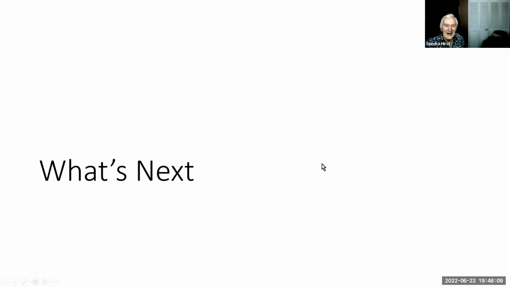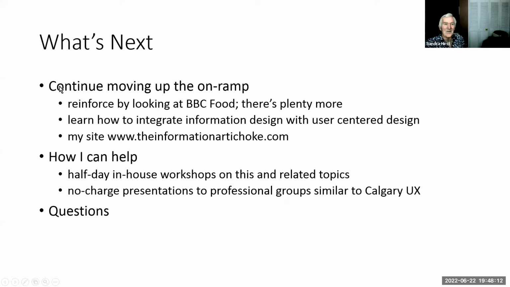Okay, so where are we and what's next? You could, if you're interested in this, continue moving up the on-ramp. A couple of suggestions for doing that if you're interested. First of all, go to BBC Food and look at it, revisit what I've already done, but I've only done about between a half and 2/3 of what's there. So it may be useful to play around, see if you can figure out what else is going on. Just to practice, just to experience it, do it for yourself rather than listen to me talk.